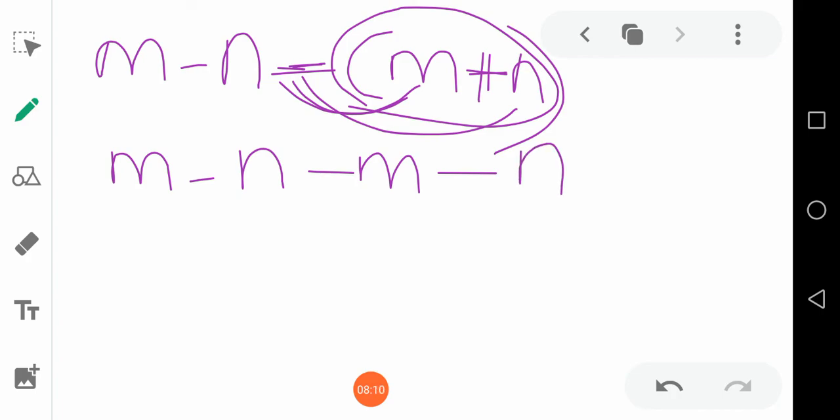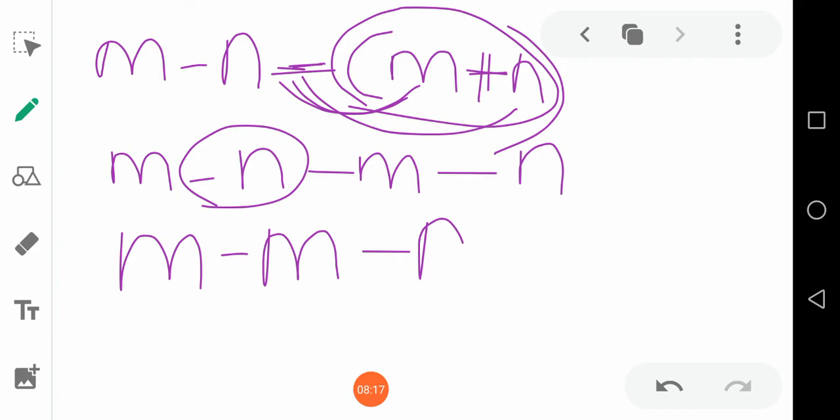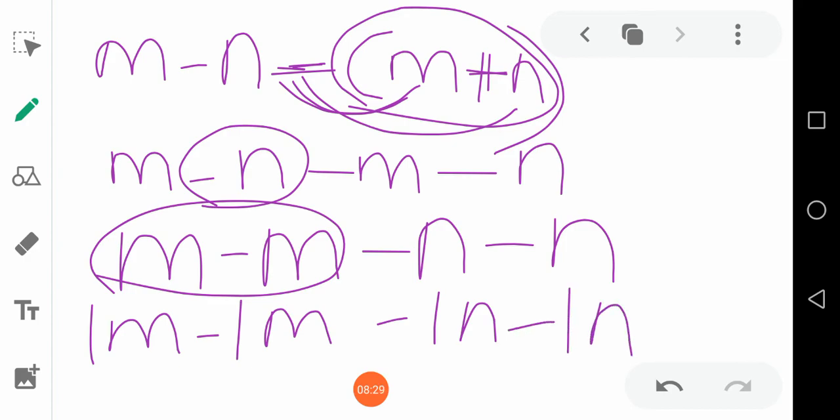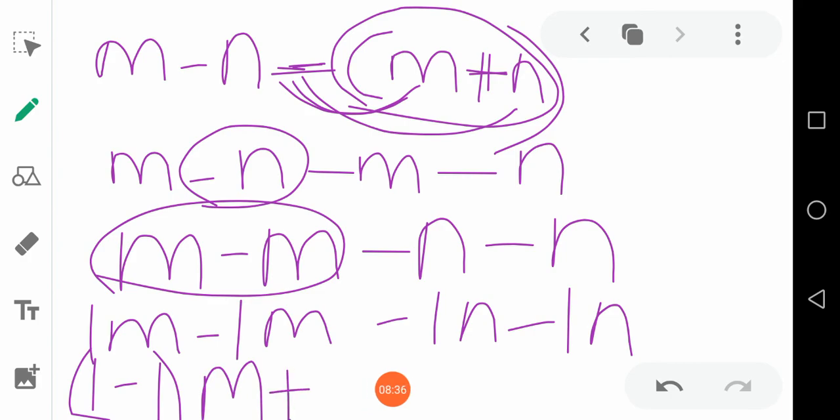Now, we have to collect all the like terms. So, it will be minus m minus m. Then, what are the next two like terms? Minus n minus n. m minus m, I told you. How will you write it? m is 1m only, right? Minus 1m. Same here also, 1n minus 1n. And I told you before, whenever minus is coming, just write it as plus minus. Okay. So, it will be plus minus 1m.